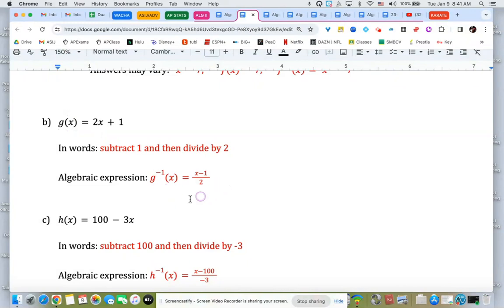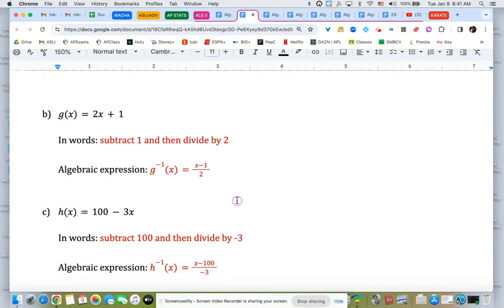Okay, so this is what you end up with, and you can see we've got the inverse notation, right? That's the original g of x, and then this is the inverse, where you're doing things backwards.